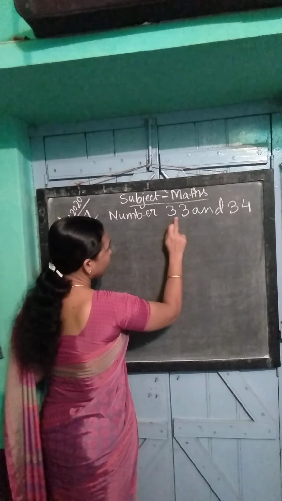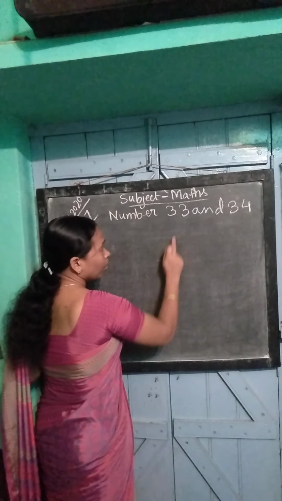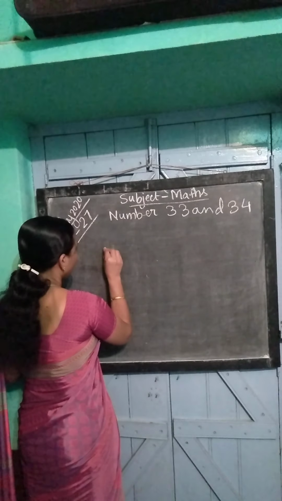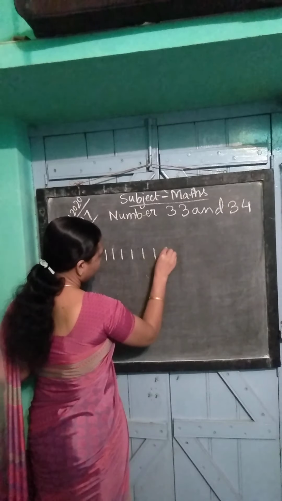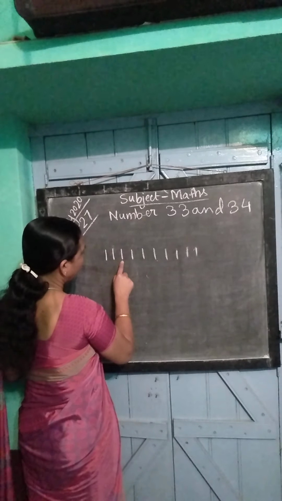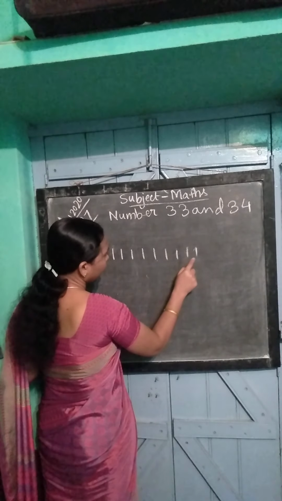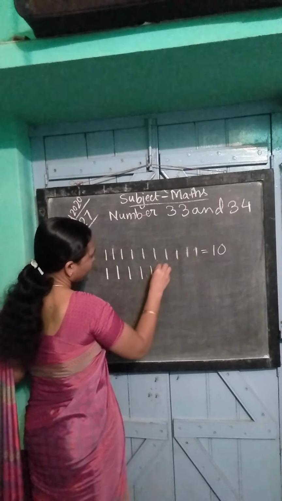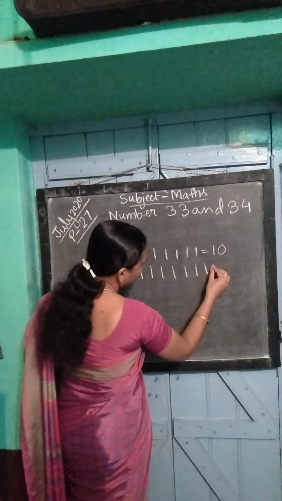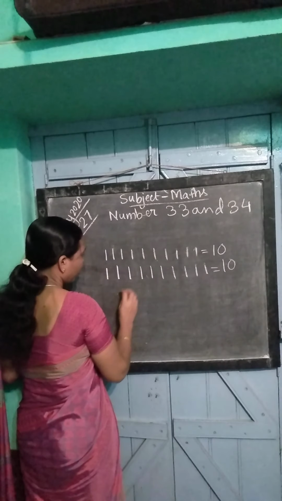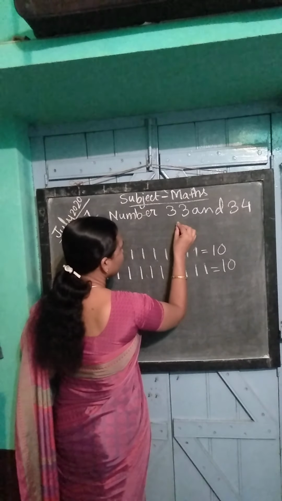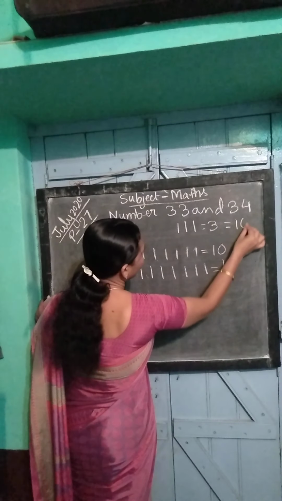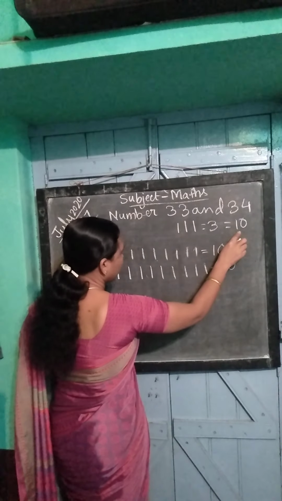You see first. 33 means 3 tens. Then I will start count. One, two, three, four, five, six, seven, eight, nine, ten. Write ten again. One, two, three, four, five, six, seven, eight, nine, ten. Then ten. Again we will write because we have to need 3 tens. How many tens? 1, 2, 3. How many? 3 tens. We have to need 3 tens.